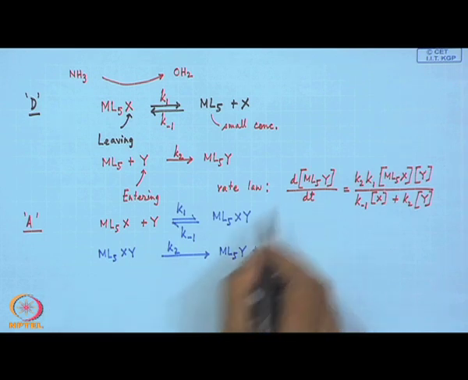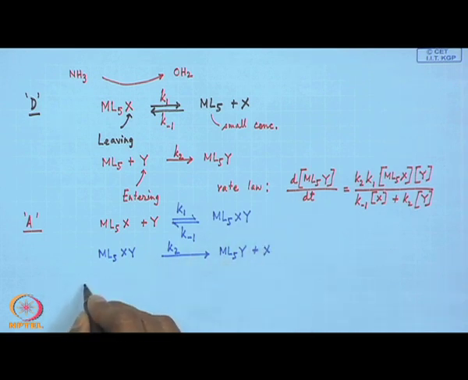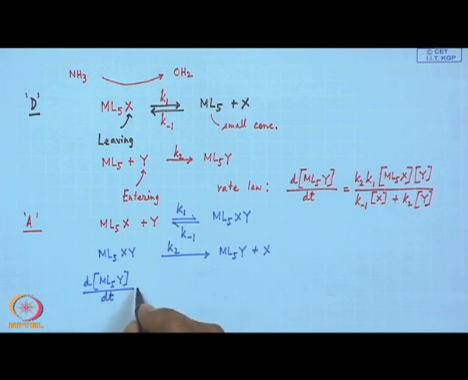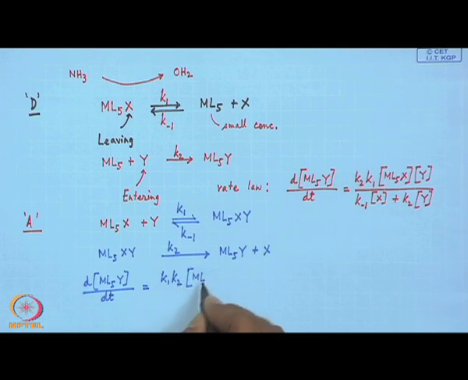And the rate law for the reaction, that means d of ML5Y by dt, would be equal to K1 K2 ML5X Y divided by K minus 1 plus K2.